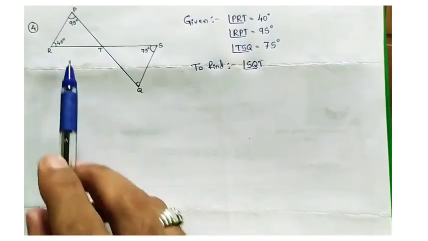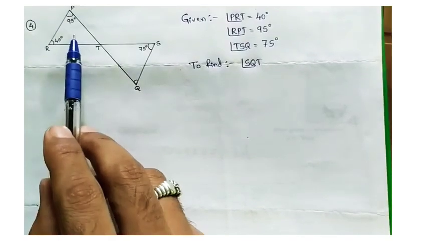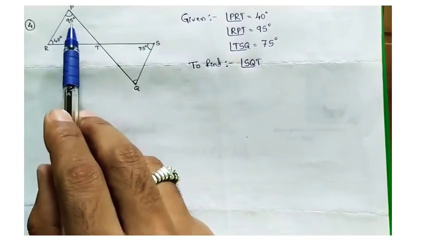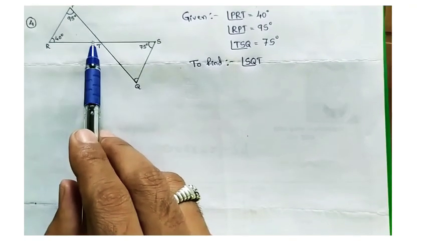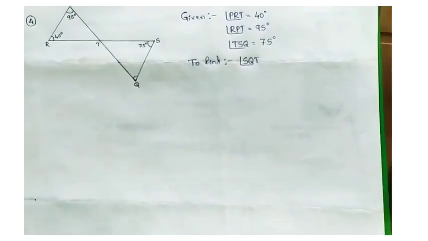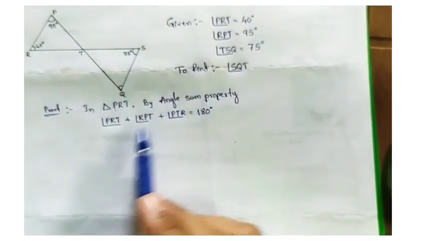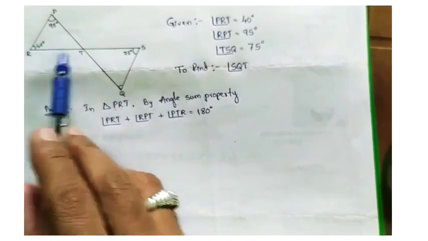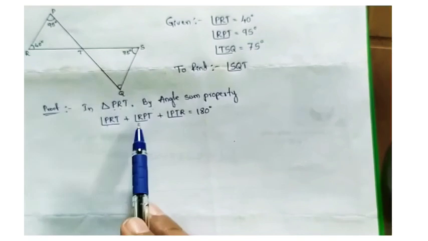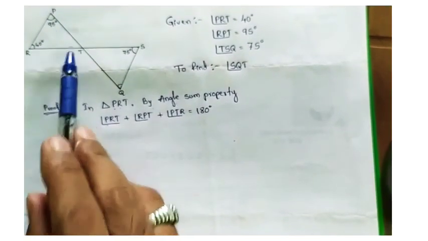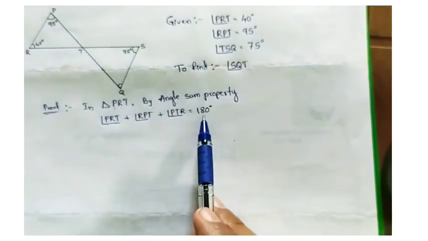Okay, just you make the two parts here. Here one triangle and the one triangle here. In the first triangle they given the two angles. So by using the angle sum property, find the third angle. So let's write. So in triangle PRT, by angle sum property, sum of three angles, those are PRT, RPT and PTR. If you add 3, you will get 180 degree.